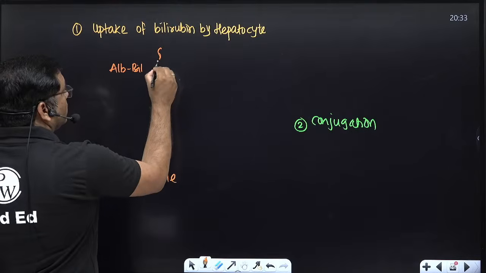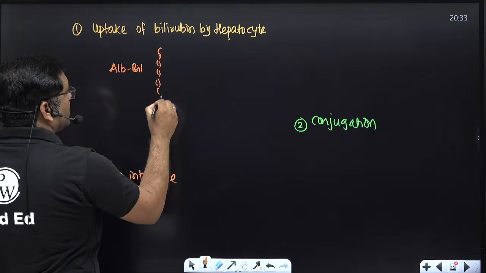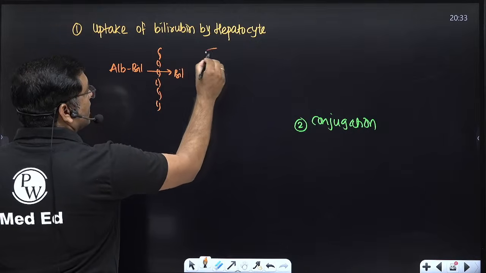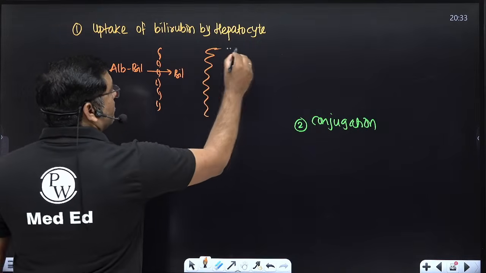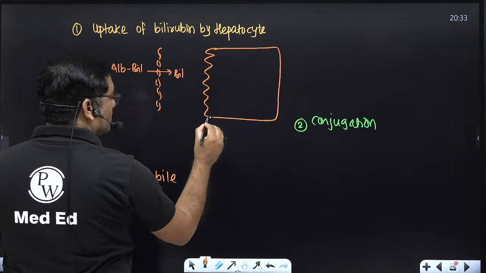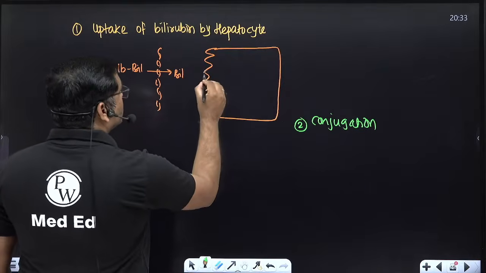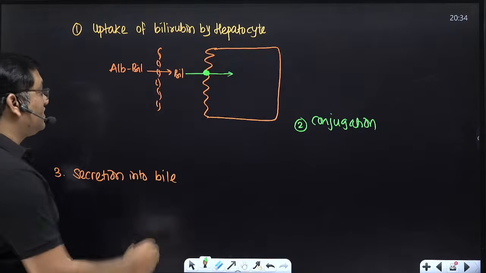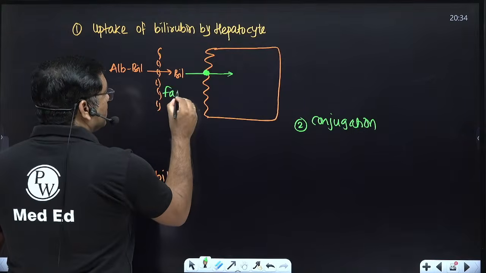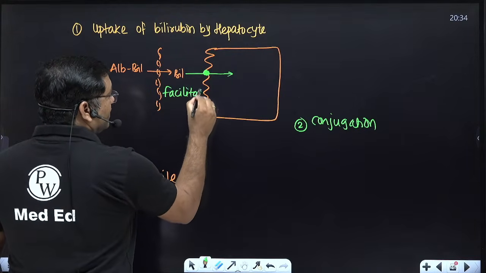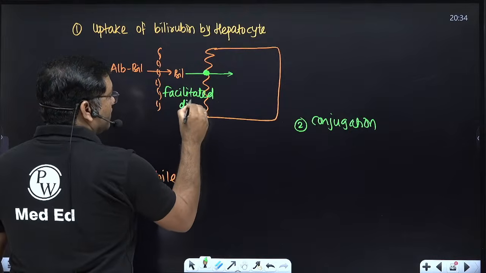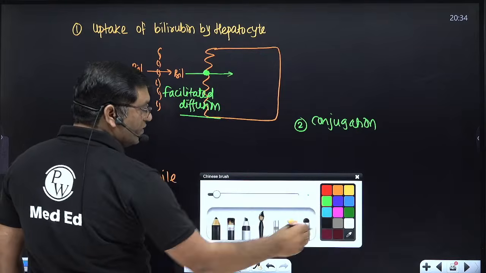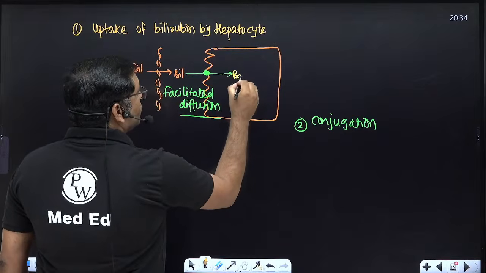Now see, albumin-bound bilirubin is transported in the blood. Suppose this is the endothelial surface. So bilirubin is taken up by the hepatocytes by a carrier mediated process, and this process is known as facilitated diffusion. Carrier mediated transport, facilitated diffusion. So bilirubin is internalized into the hepatocyte.